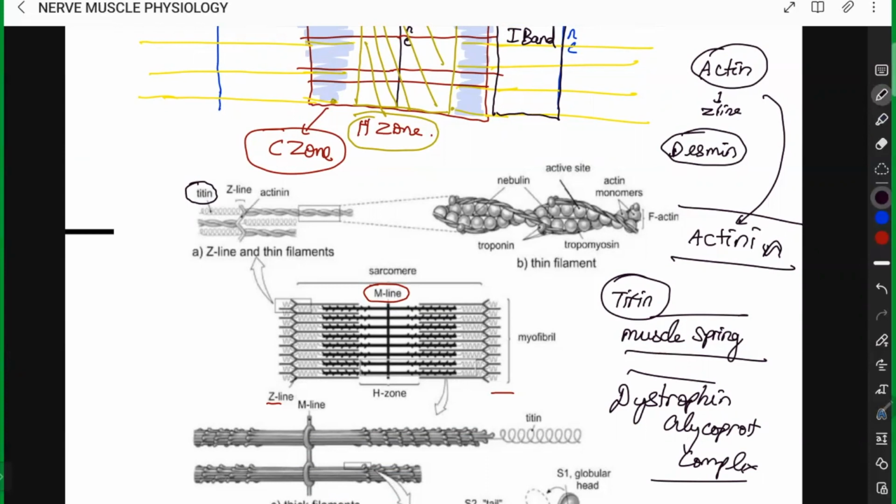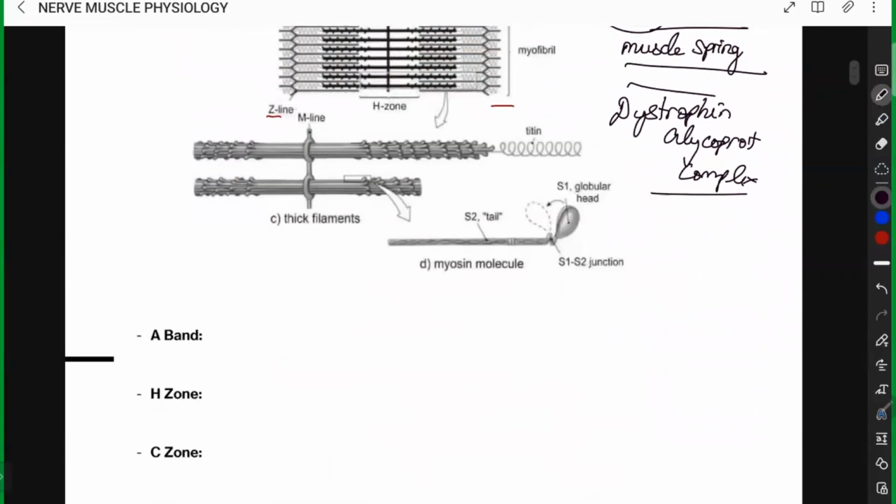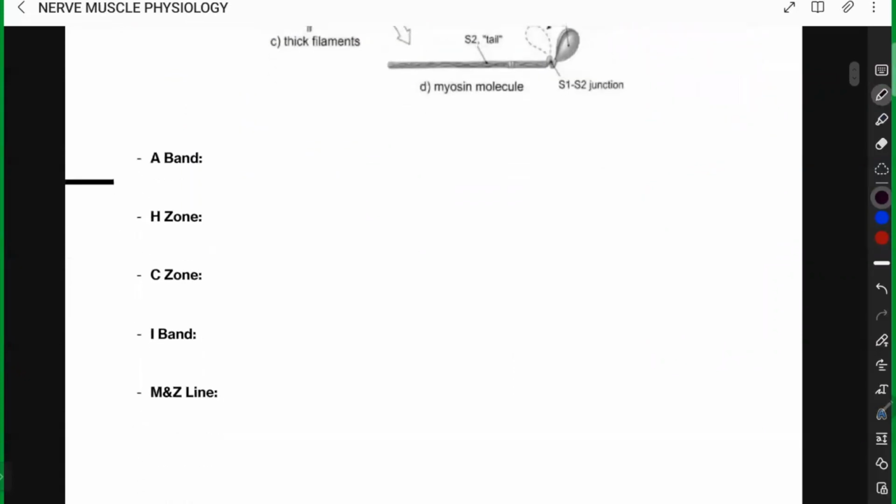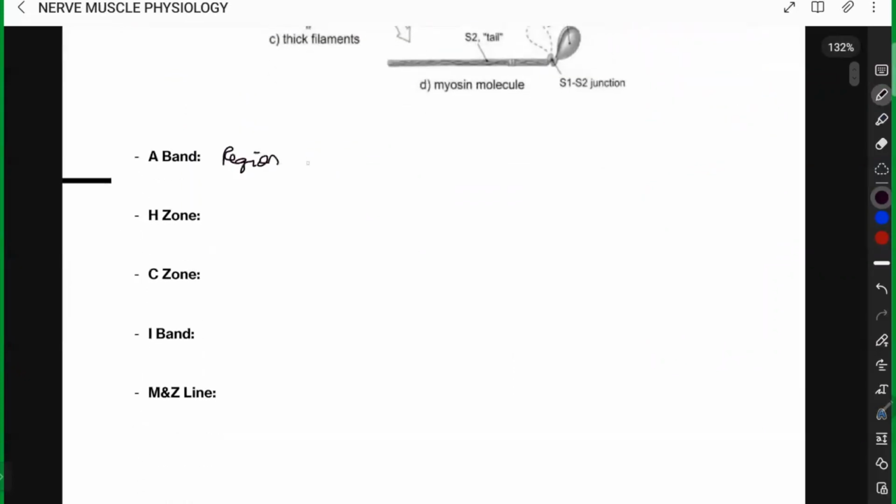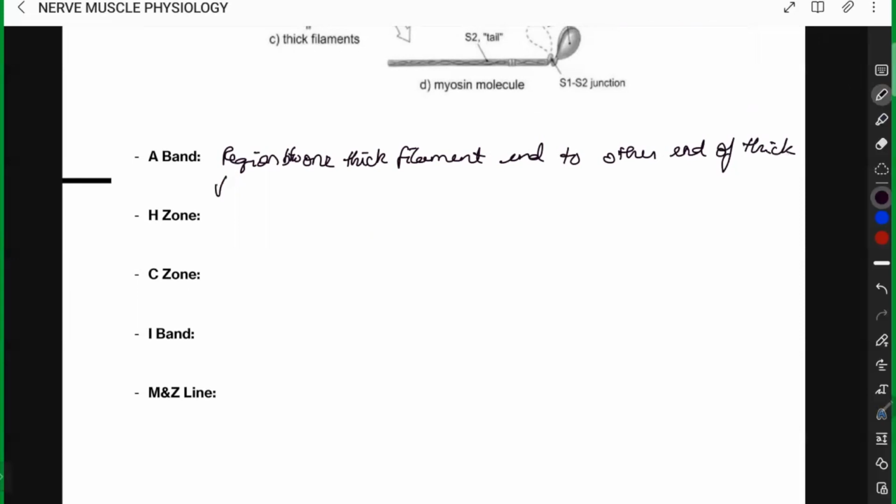So what are the components of the dystrophin glycoprotein complex? There is going to be dystroglycan, merosin, syntrophins, and sarcoglycan, and it's going to consist of sarcoglycans. So now once again, what is the A band? The A band is the region from one end of the thick filament to the other end of the thick filament. That is going to be called the A band.